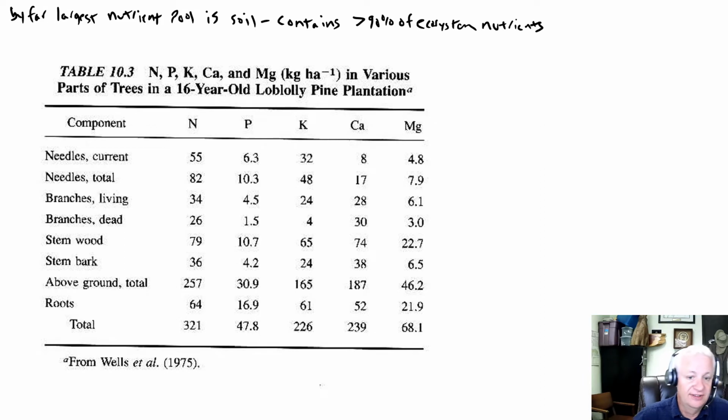And this table is from a study that was published in the 70s where they estimated in a forest ecosystem, in this case, a 16-year-old loblolly pine plantation, where are the nutrients distributed and in what quantities. So we have different mineral elements here, NPK, calcium, magnesium. Those are all macronutrients. And it shows where those are distributed in the ecosystem. Are they in the needles or branches or wood or roots? And in what quantity? So these are all expressed in kilograms per hectare.